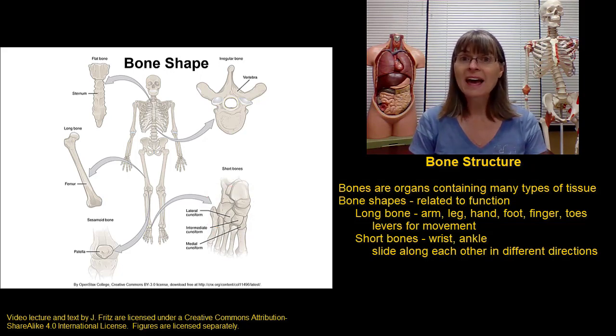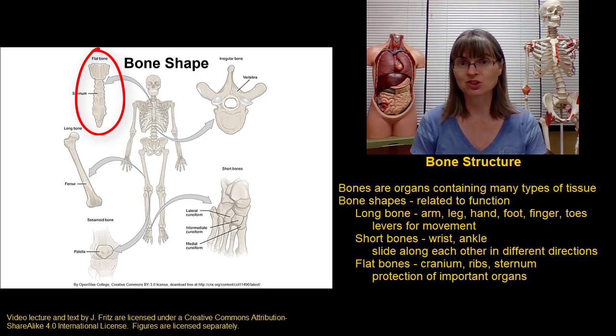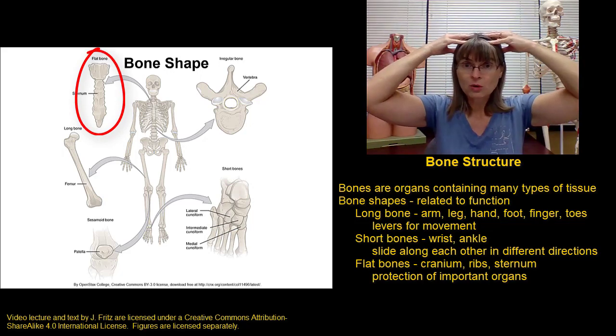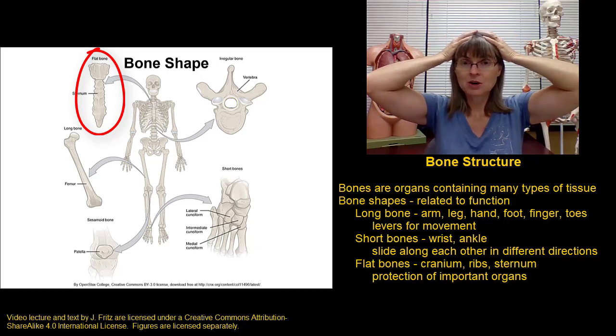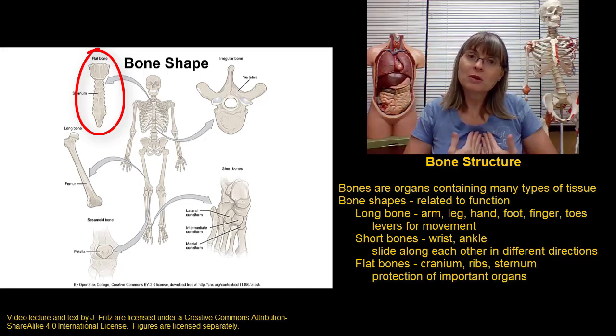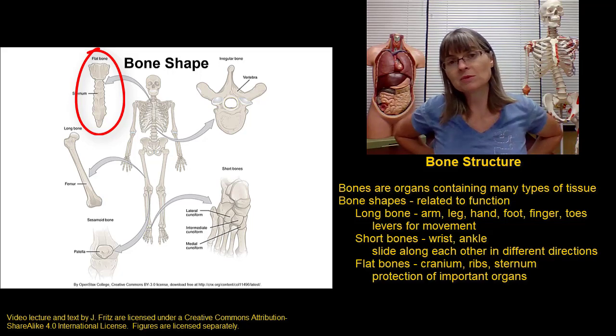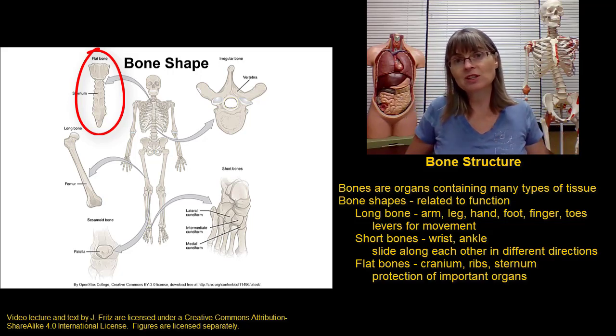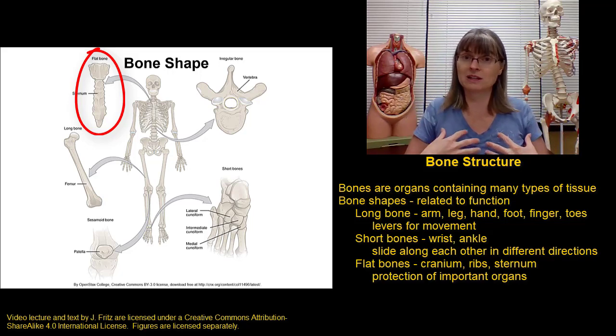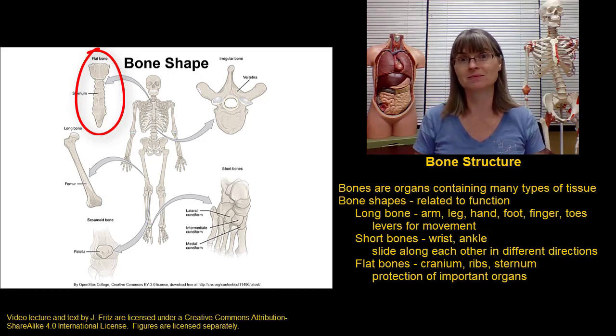The role of the flat bones is largely protection. They enclose and protect areas. The bones of the cranium are flat bones protecting our brain. And the bones of the rib cage, including the sternum and the ribs themselves, are providing protection to our internal organs, specifically the heart and the lungs.